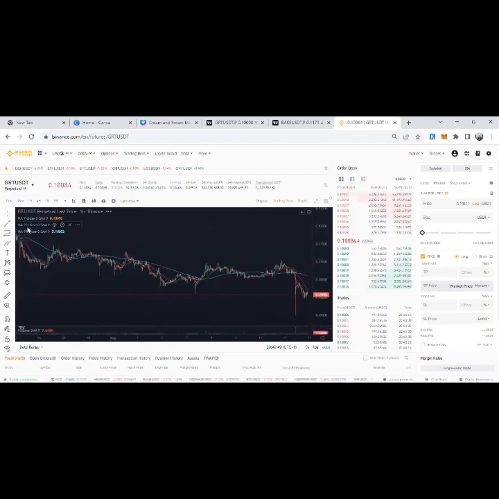And then it's going to load the GRT USDT perpetuals contract chart for us. Now we want to place a trade, right? We want to place a trade. What do we then do? There are different ways to place a trade. We have the limit order, we have the market order, and we have the stop limit. Now I want to explain what each of these does.